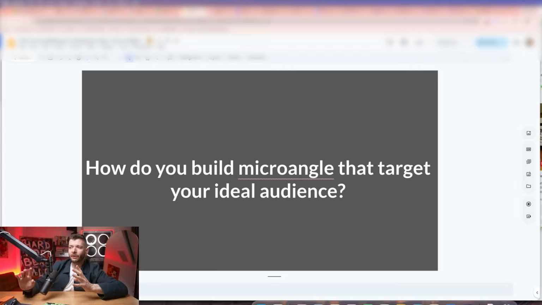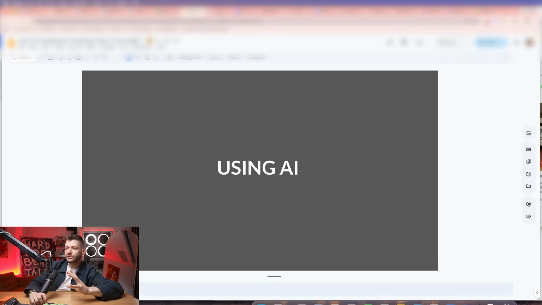So now, how do you build micro angles that target your ideal audiences? Because again, you don't want to have one massive angle for all of your ads. You want to have a bunch of micro angles that resonate with different segments of your audience and get buyers from each one of those. Combined, all of these small segments of the audience add up to a huge amount of buyers. And we can find these micro angles using AI.